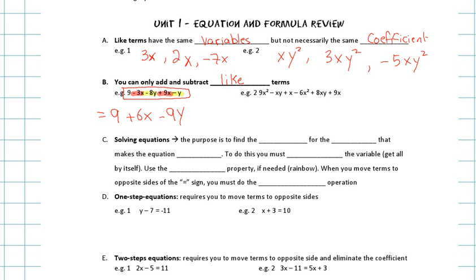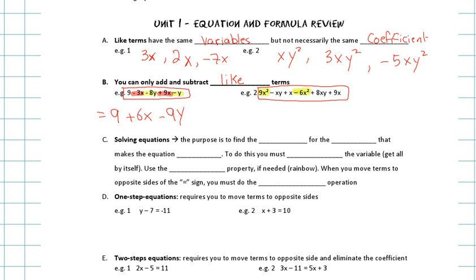This is example number 2. So I have 9x squared minus xy plus x minus 6x squared plus 8xy plus 9x. Let's find the like terms. What's a like term to 9x squared? Minus 6x squared. That's right. So you take it with the sign right in front of it. I'm highlighting the sign that's right in front of it.